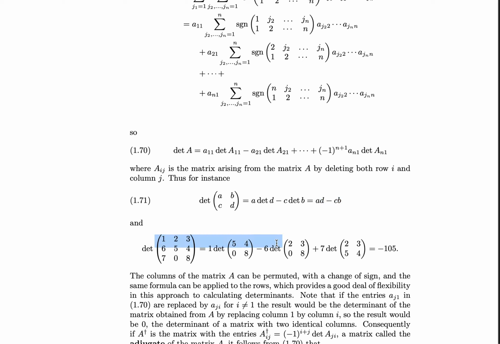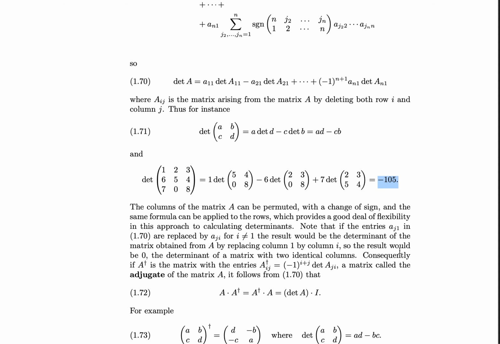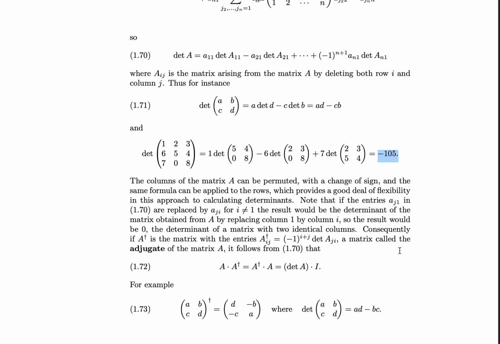And we can try this again with a 3x3 matrix. So we have 1, 2, 3, 4, 5, 6, 7, 0, 8, and we expand along the first column. So we get 1 times the determinant of this 2x2 matrix here, minus 6 times the determinant of this 2x2 matrix here, plus 7 times the determinant of this upper matrix. And then calculating each of those using the previous rule, we get negative 105. Therefore, the columns of matrix A can be permuted with change of sign, and the same formula applies to rows since we can apply the transpose. This is a very easy approach to calculating determinants, since you can usually just choose a row or column which has as many zeros as possible, so you have to calculate fewer determinants.